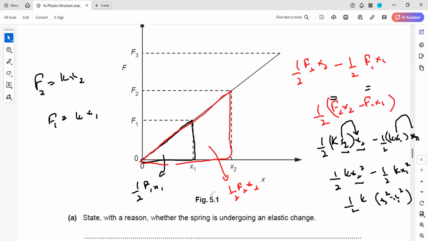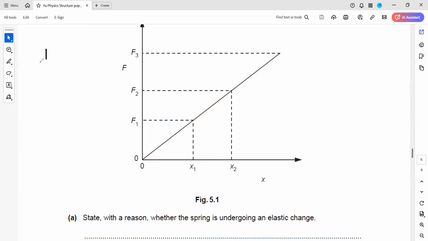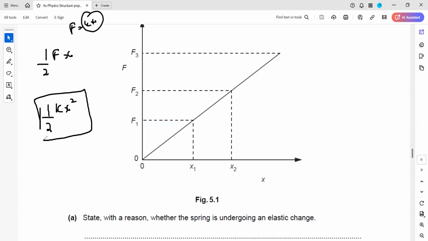And the energy stored in the spring is given by a formula half force into extension, or it is also given by a formula half kx square. Both formulas are used. So half kx square or half F x. Because F is equal to kx, in place of F we can substitute kx. So when we substitute kx, it will become half kx square.